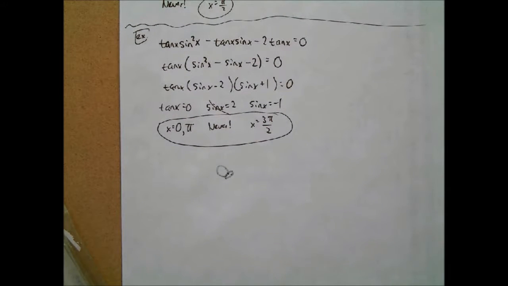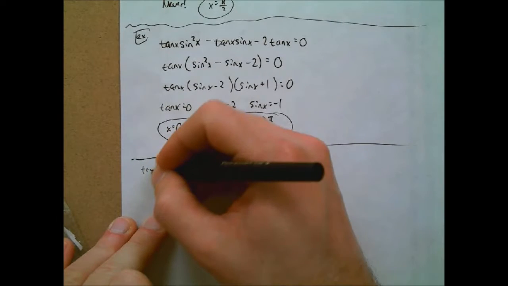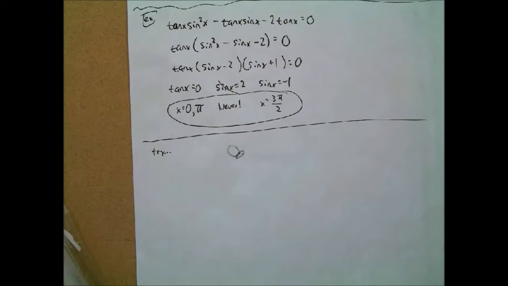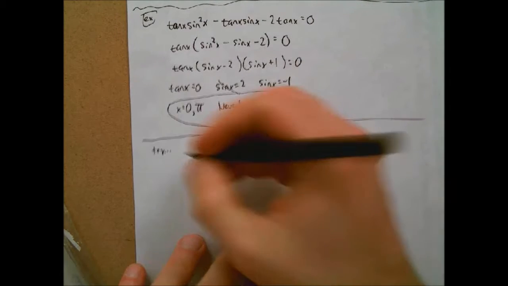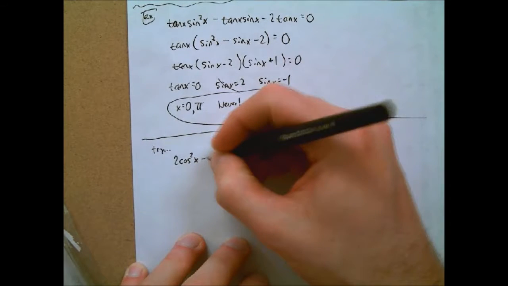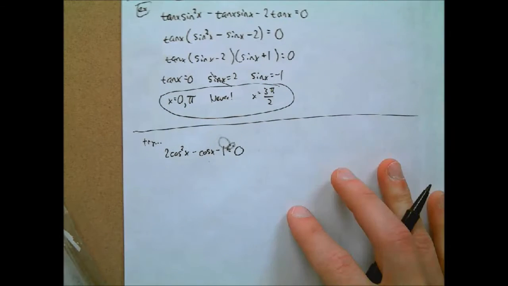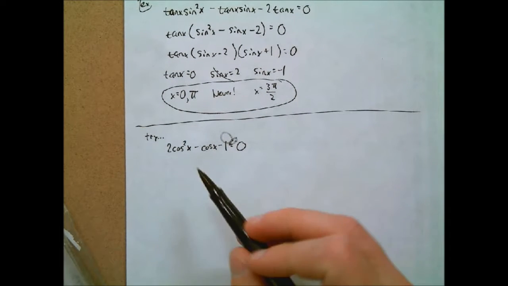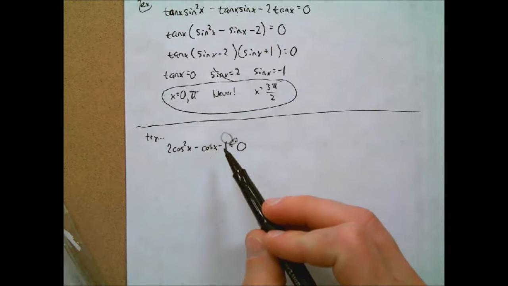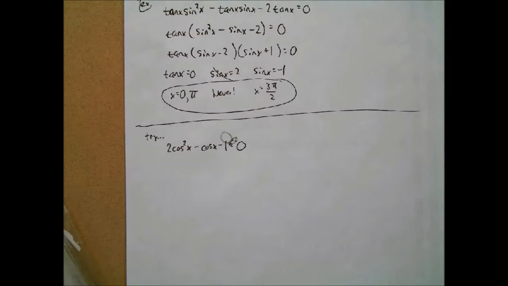Okay, so cool. All right, here's one for y'all to try. I won't put you on the spot until you've had some time to think about it. So that's 2 cosine squared x minus cosine x minus 1 equals 0. Sorry for that little doodle that bled through there, but you get the idea.